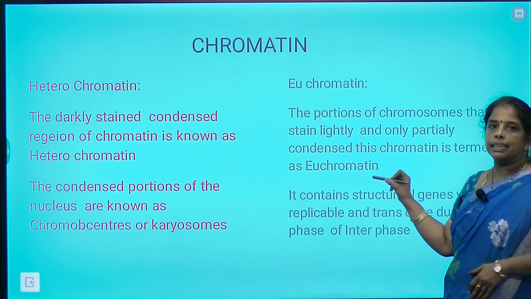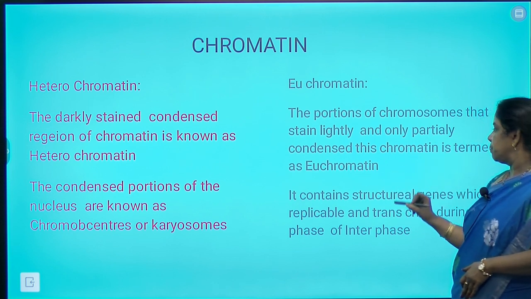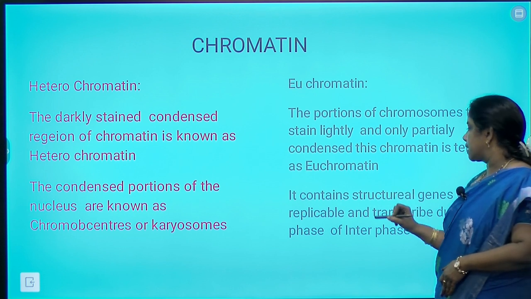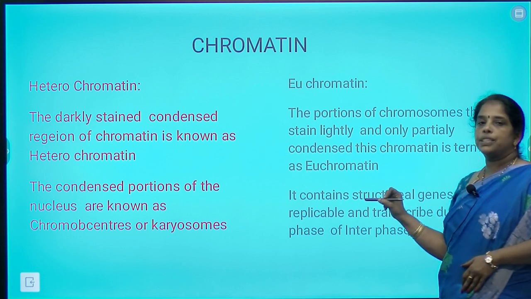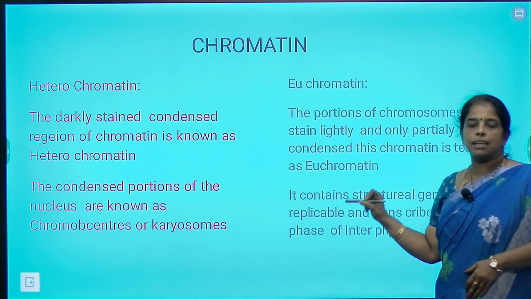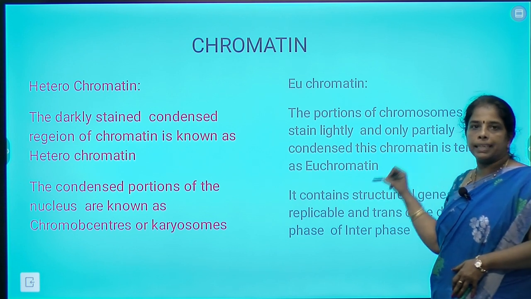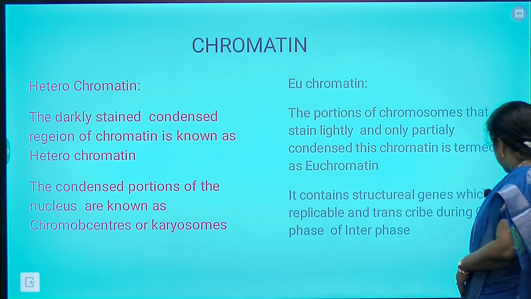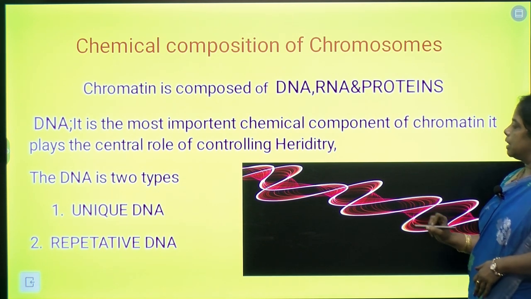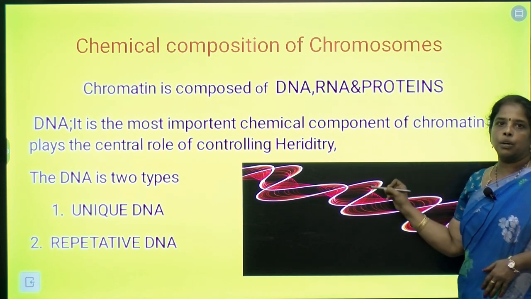The euchromatin contains the structural genes, which are replicable and transcribed during the G1 phase of the interphase. That means the structural genes are present in the euchromatin and the repetitive genes are present in the heterochromatin. Now, the chemical composition of the chromosomes.